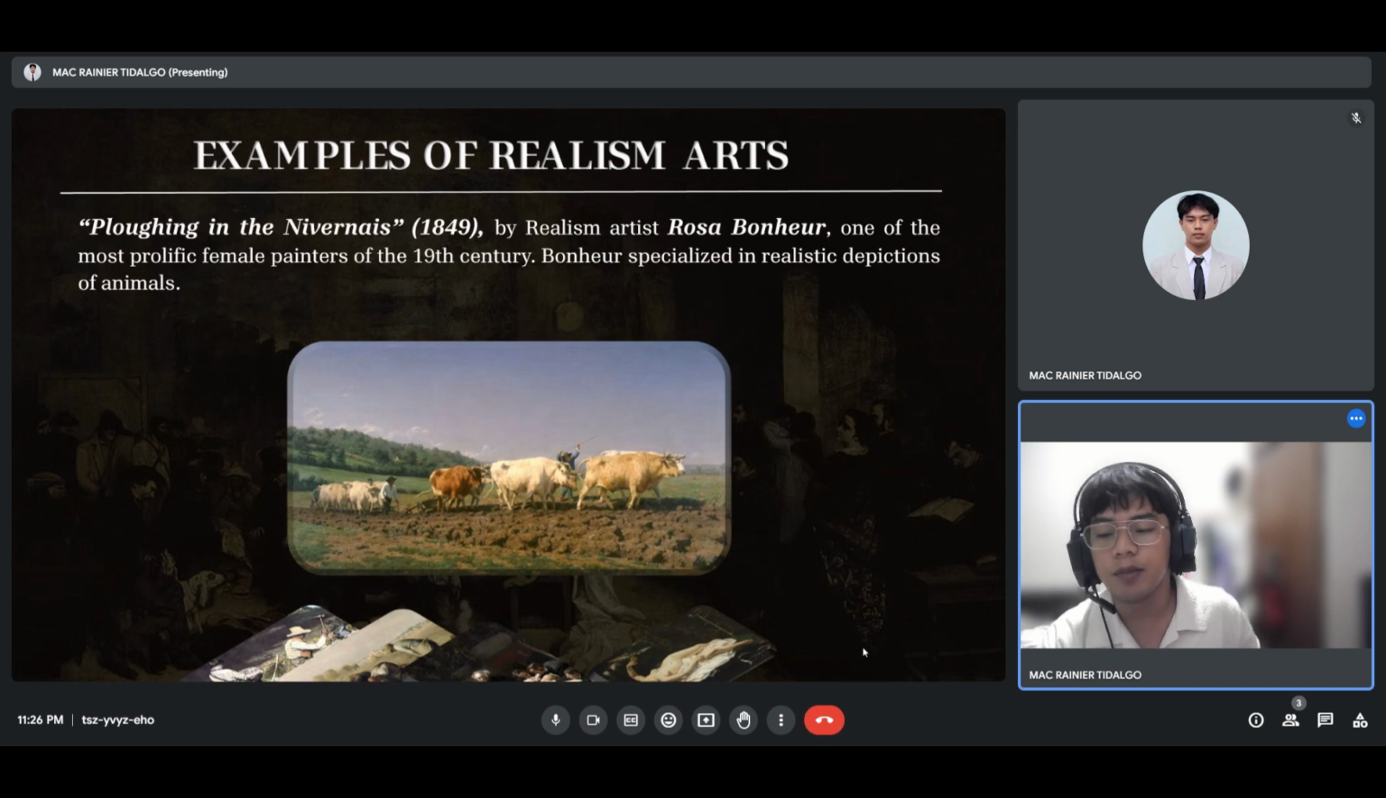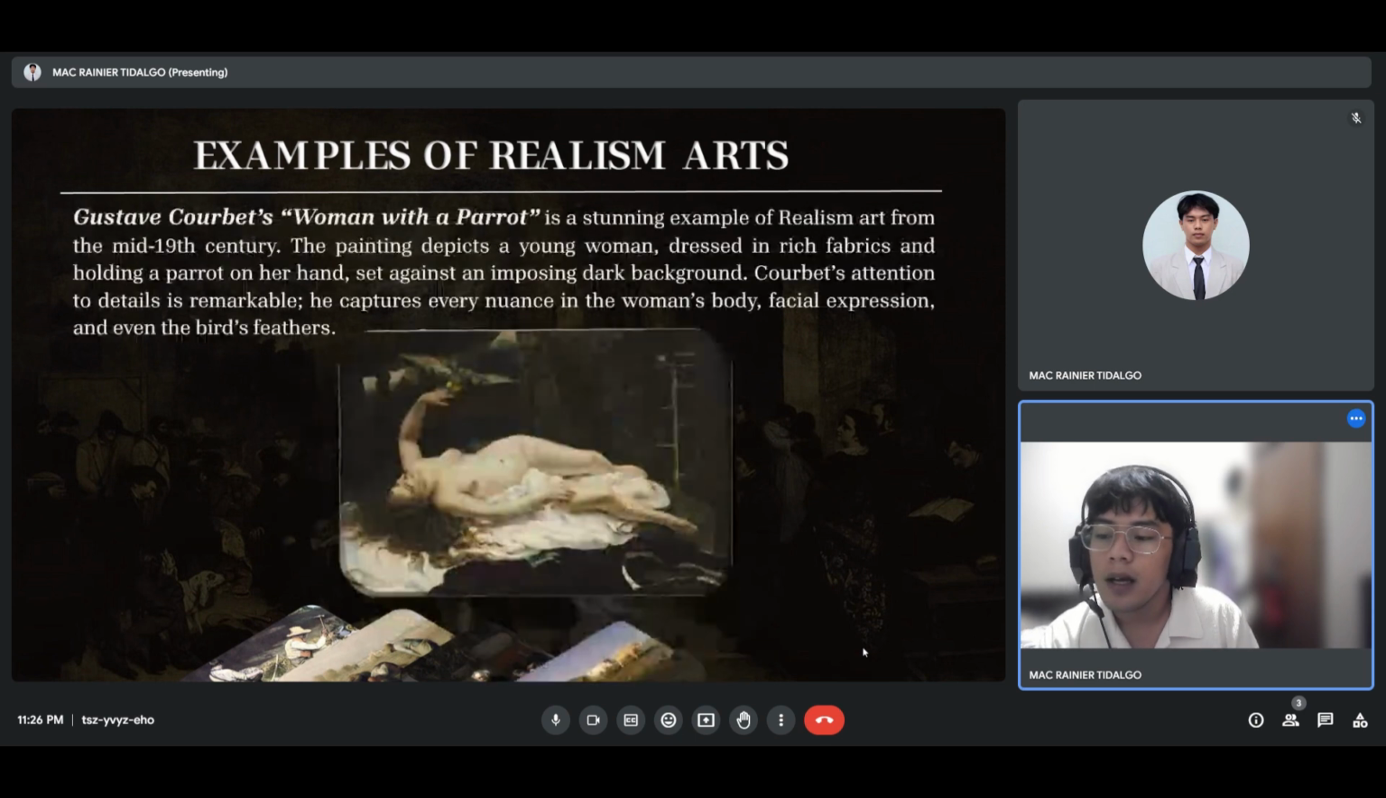So the last example is Gustave Courbet's Woman with a Parrot, a stunning example of realism art from the mid-19th century. The painting depicts a young woman dressed in rich fabrics and holding a parrot in her hand. Set against an imposing dark background, Courbet's attention to detail is remarkable. He captures every nuance in the woman's body, facial expression, and even the bird's feathers.